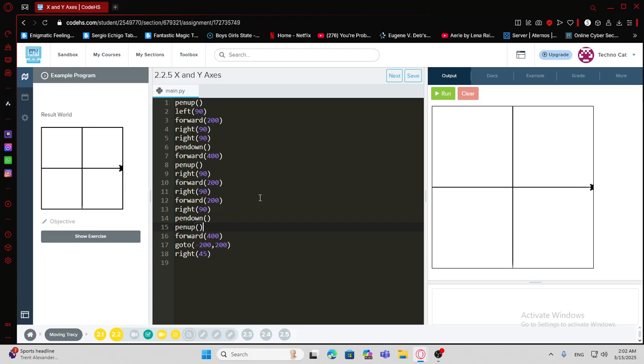Sorry, I've been a bit sick recently. So we're gonna have the pen up. She's gonna move to this edge, and then after she's facing the right direction, which should be 45 degrees due southeast, she's gonna move forward 400. Now there should be a pen down before that. So there's that first line. Here's the second line. Oh, that's not good.